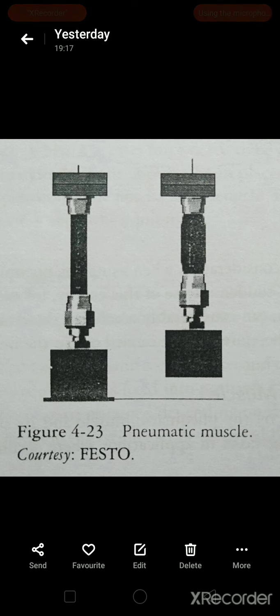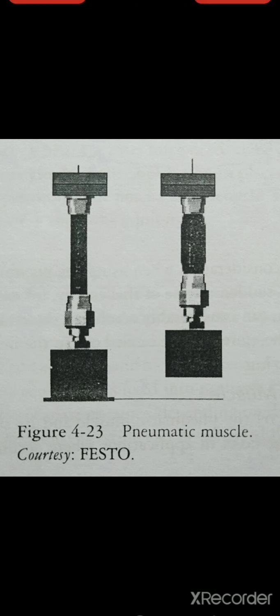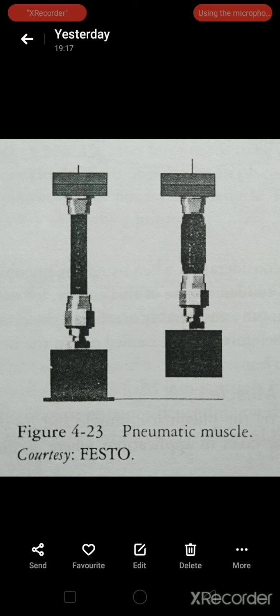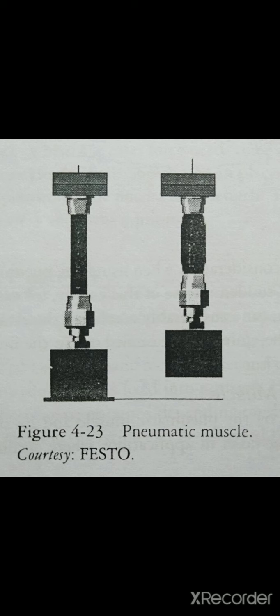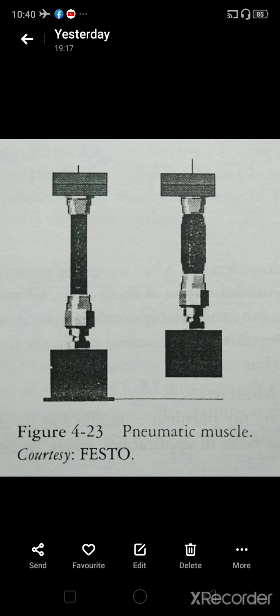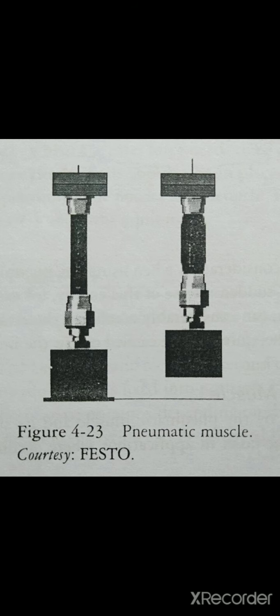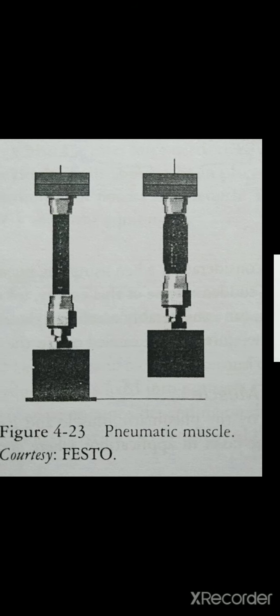Some terms we should know while we are talking about pneumatic muscle. First is the nominal length. Nominal length of a muscle is the length of the membrane in the no load and non-pressurized state. Expansion: the muscle expands when an external force like a free hanging weight is applied. Then contraction: when the pressure is applied the muscle contracts, that is it shortens and thus develops a pulling force.